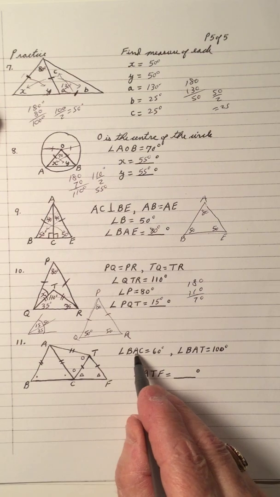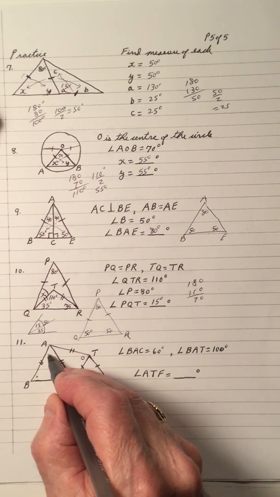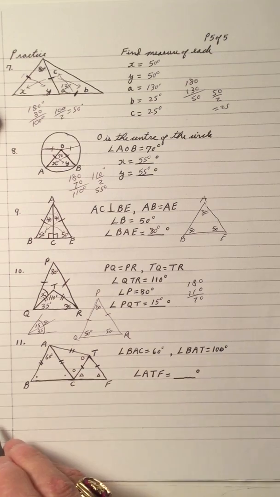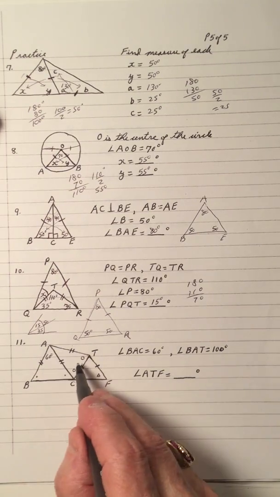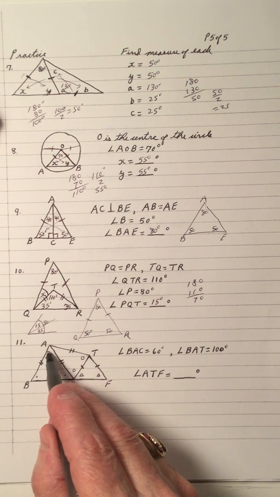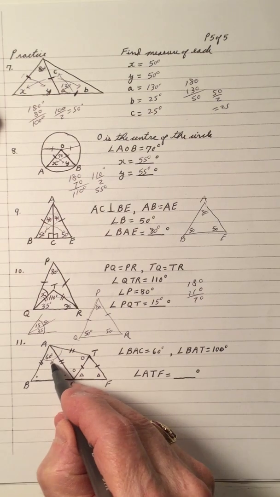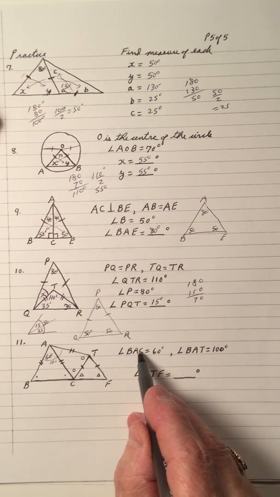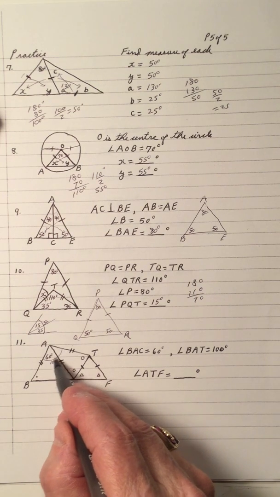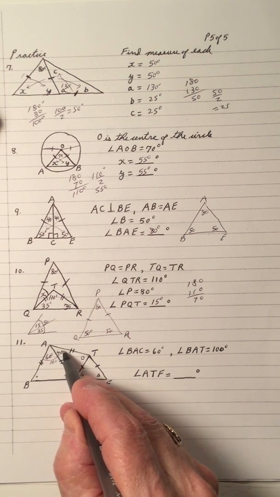So BAC is 60. And BAT, ooh, that's this big one, so this angle right here is 100. That means if that's 60 and BAT is 100, then this must be a 40.